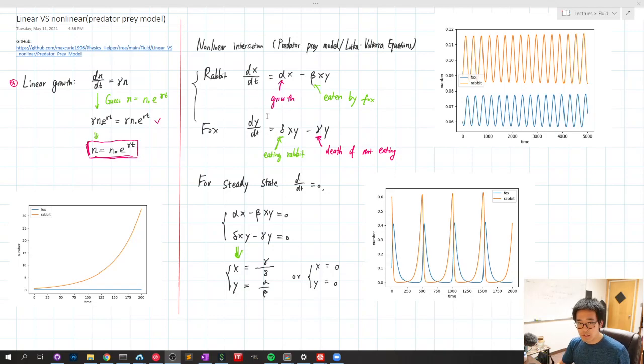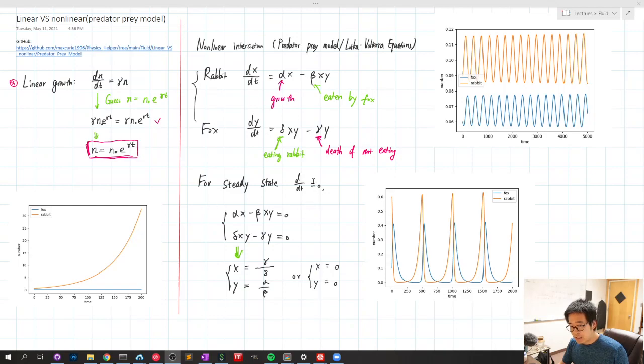And similarly, for the fox, dy/dt equals delta xy. That is the impact on the fox due to the interaction of rabbit and fox. Basically, they get sustenance so that they grow. And negative gamma y: if nothing happens in the interaction, they will die out because they don't have things to eat. So it's negative.